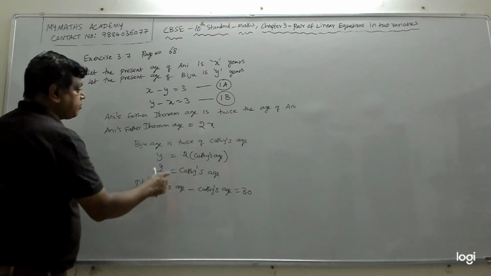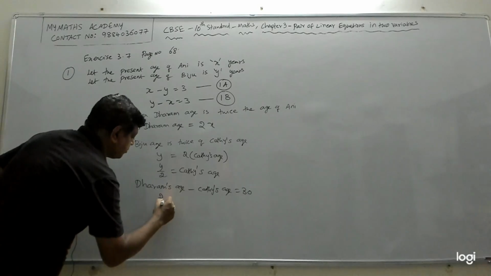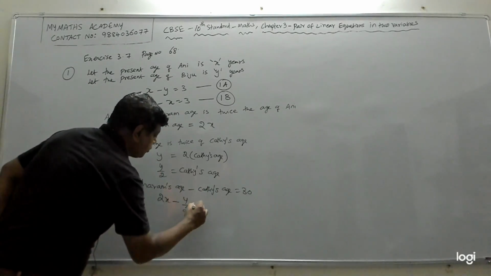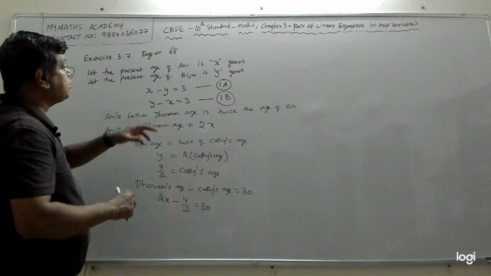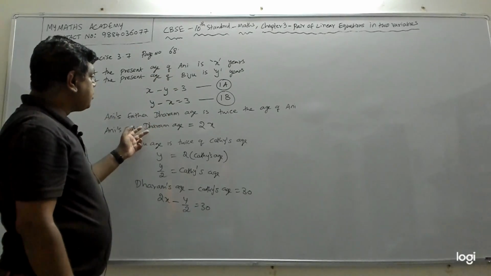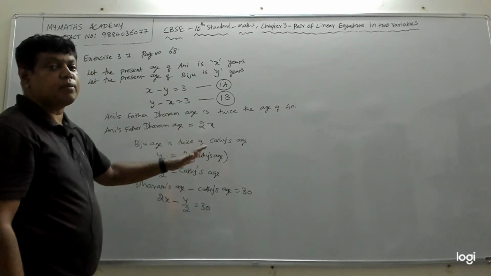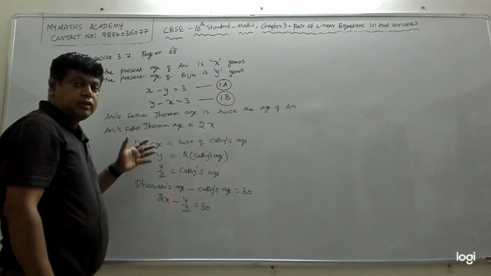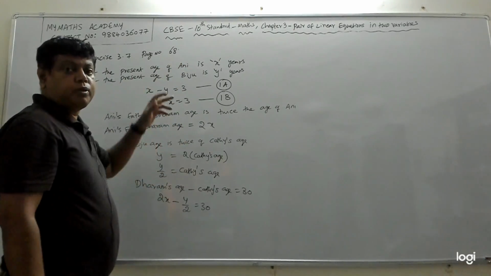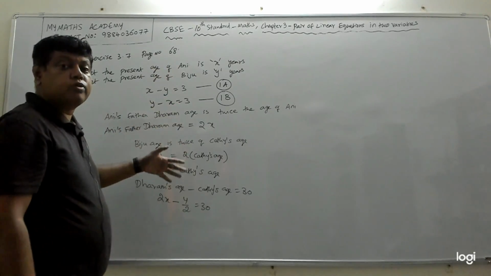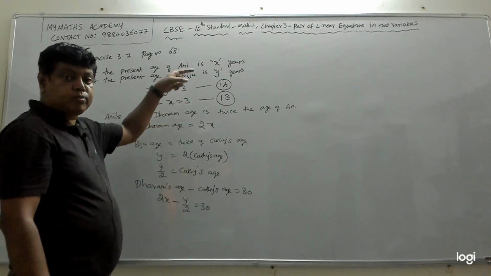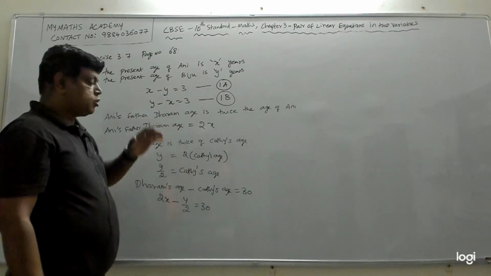Now Dharam's age is 2x, minus Kathy's age, which is y by 2, equal to 30. So here we will assume the age only for Ani and Biju. We will not assume Dharam's age and Kathy's age as other variables. We have to express their ages in terms of Ani's age and Biju's age, because we have already got 2 variables. We should not introduce more variables. We have to express the other people's ages in terms of these variables, which we have done.